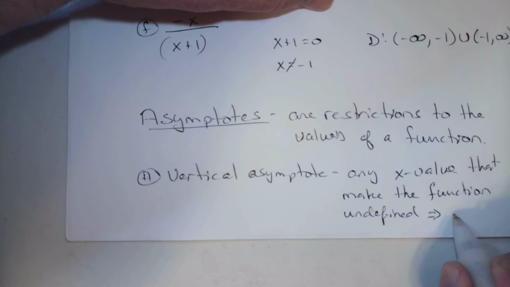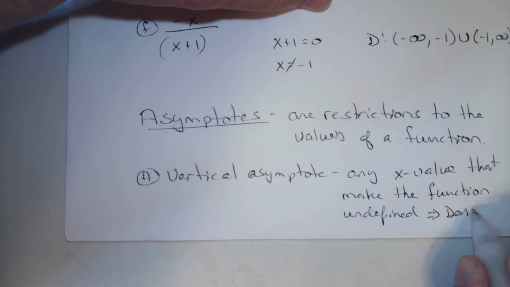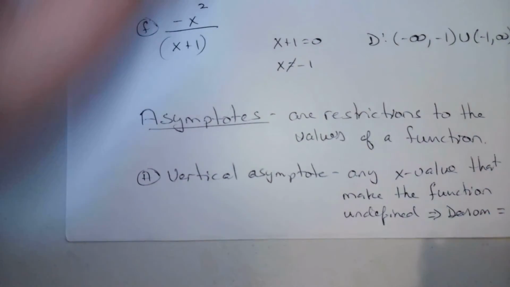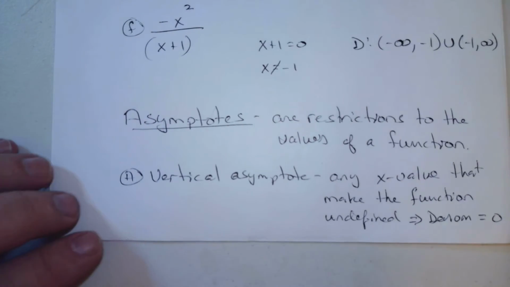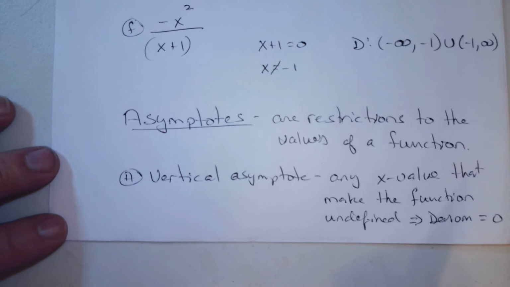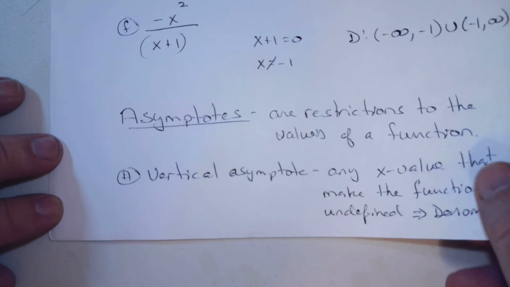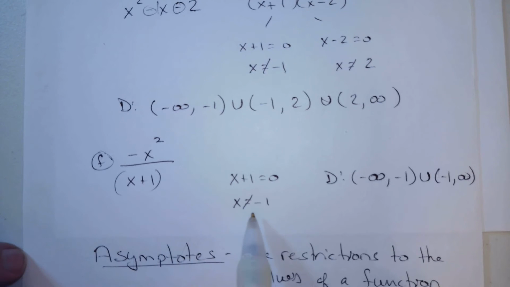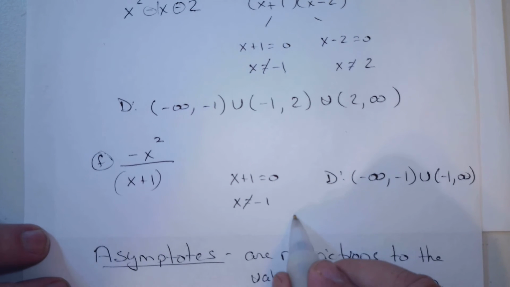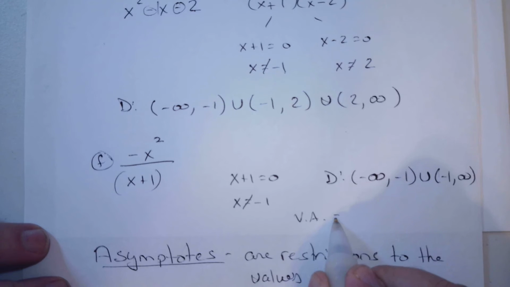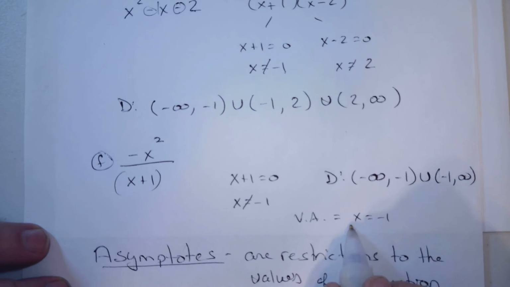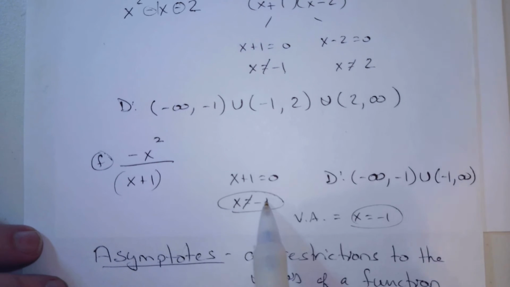In other words, it makes the denominator equal to 0, which we just found up top. Those are all vertical asymptotes that we've discussed. So the vertical asymptote of this one is x equals negative 1. That's the vertical asymptote because you cannot use it. If you can't use it, those are the vertical asymptotes.